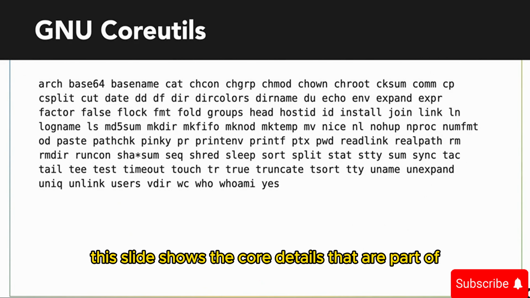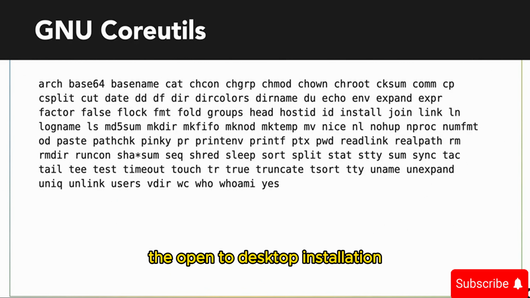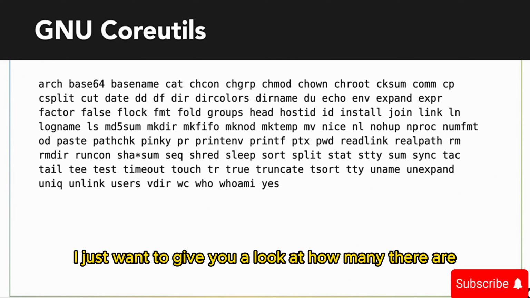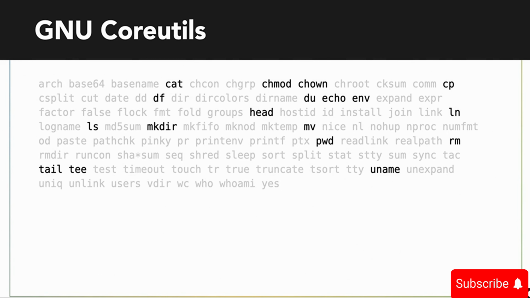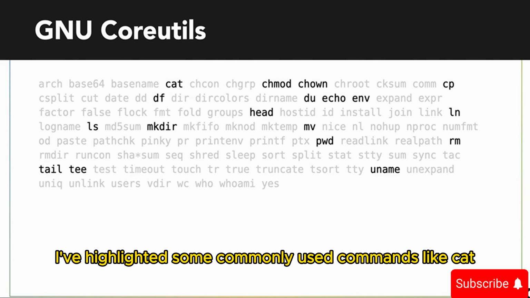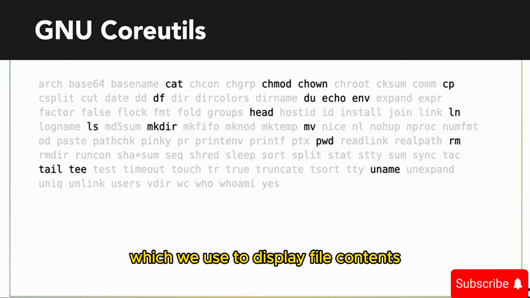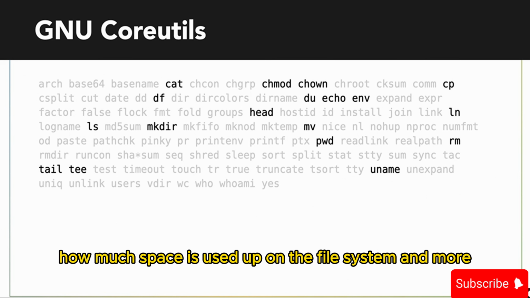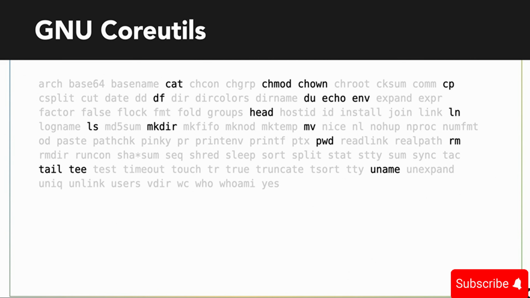This slide shows the core utils that are part of the Ubuntu desktop installation. You don't need to write them down or anything like that. I just want to give you a look at how many there are. I've highlighted some commonly used commands, like cat, which we use to display file contents, cp, which is for copying files, df and du, which show information about how much space is used up on the file system, and more.